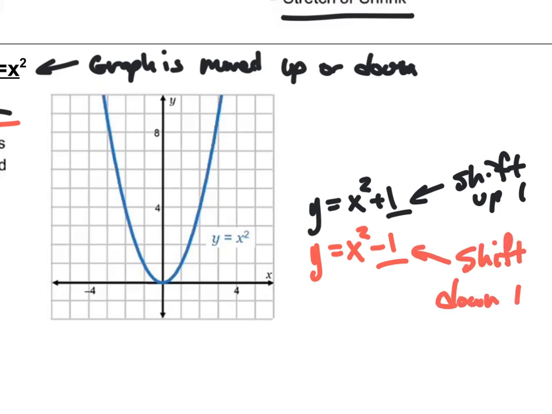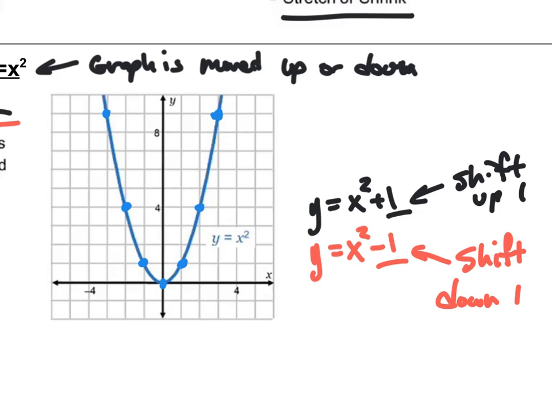Okay, and so that's what we're going to have. If I were to take this point here, just a graph, and let's identify the points here: (0, 0), (1, 1), (2, 4), (3, 9), (-1, 1), (-2, 4), (-3, 9).